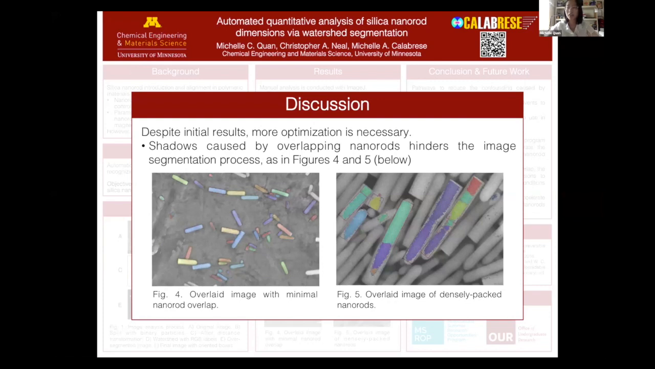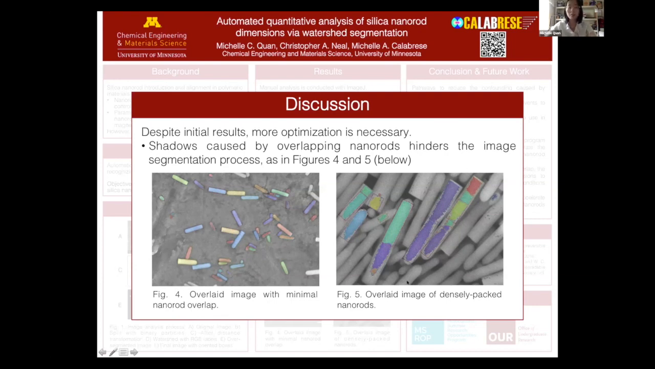You may have noticed that the image we tested earlier had minimal overlap, and that's because we chose images that avoided heavy overlap in order to test just the basic functionality. Overlap confounded the ability of the program to properly segment. When comparing figures 4 and 5, we can see that with minimal overlap, the segmentation does a relatively good job.